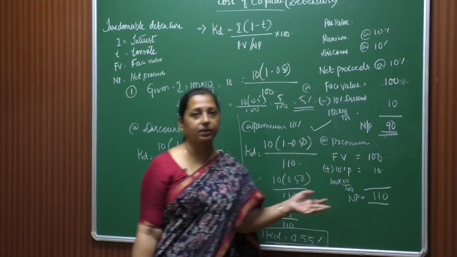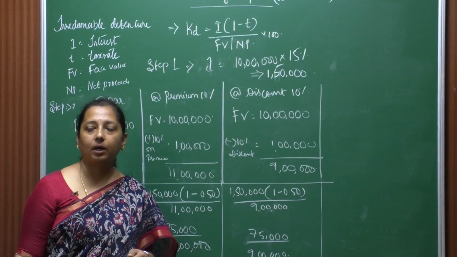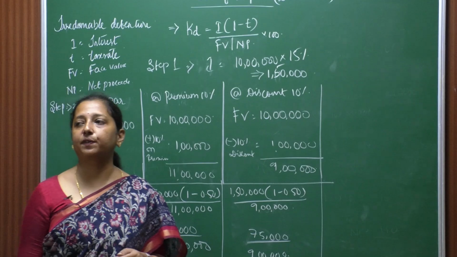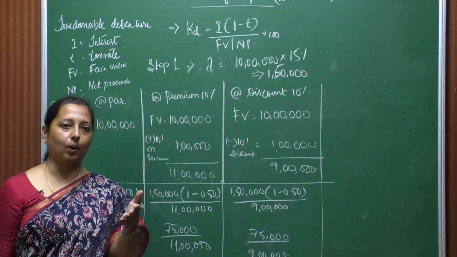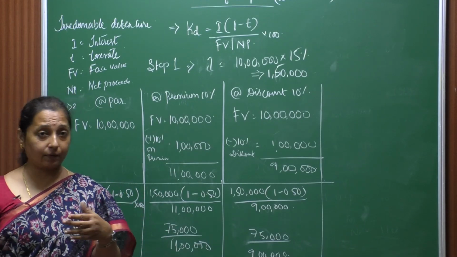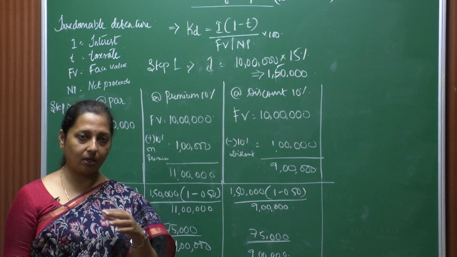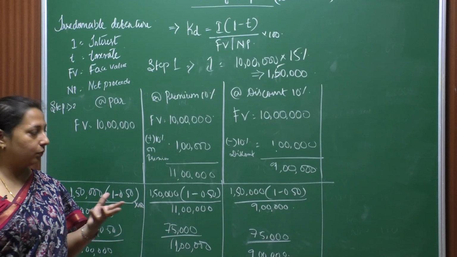Let us look at the second example. Now we can look at the second example, which is specified as: a company issues 15% debentures of rupees 10 lakh. The company is in tax bracket of 50%. Calculate the cost of debt if the debentures are issued at par, at 10% discount and at 10% premium. In the previous problem, we had calculated the cost of debt for a single debenture. Now we are going to calculate it for a total value.